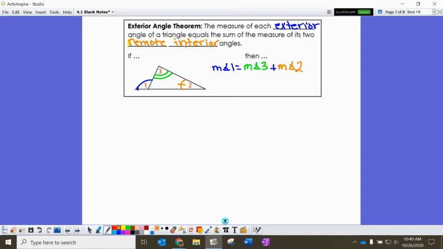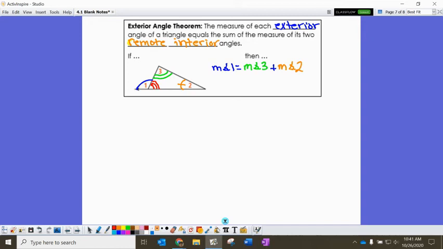Well, why did we have to specify that it was the remote interiors? Because we're not referring to this angle right here adjacent to it. We're not referring to that adjacent angle, okay? But that adjacent angle is important in understanding why this is true, that the exterior equals the sum of the 2 remote interiors. What do we know about that red and blue angle there? The exterior angle and its adjacent angle, those are a linear pair.